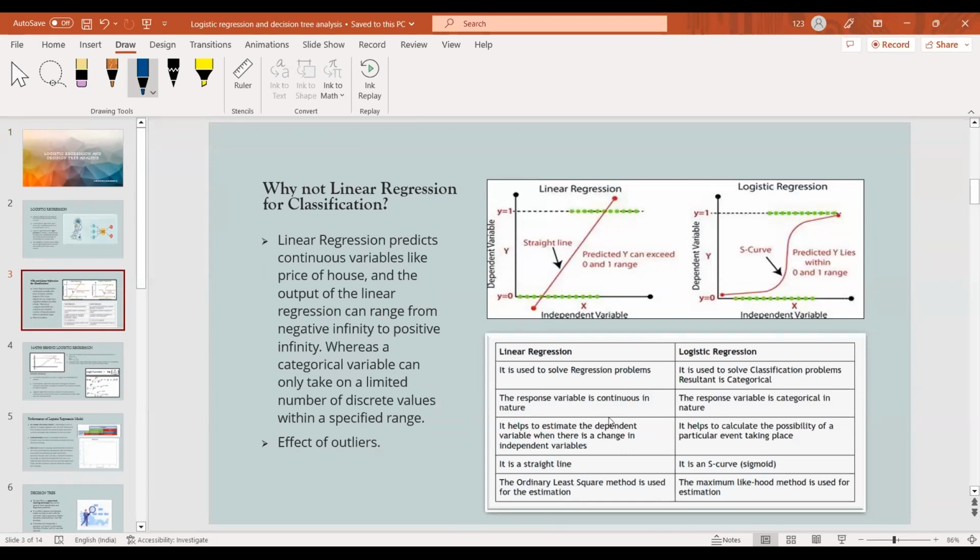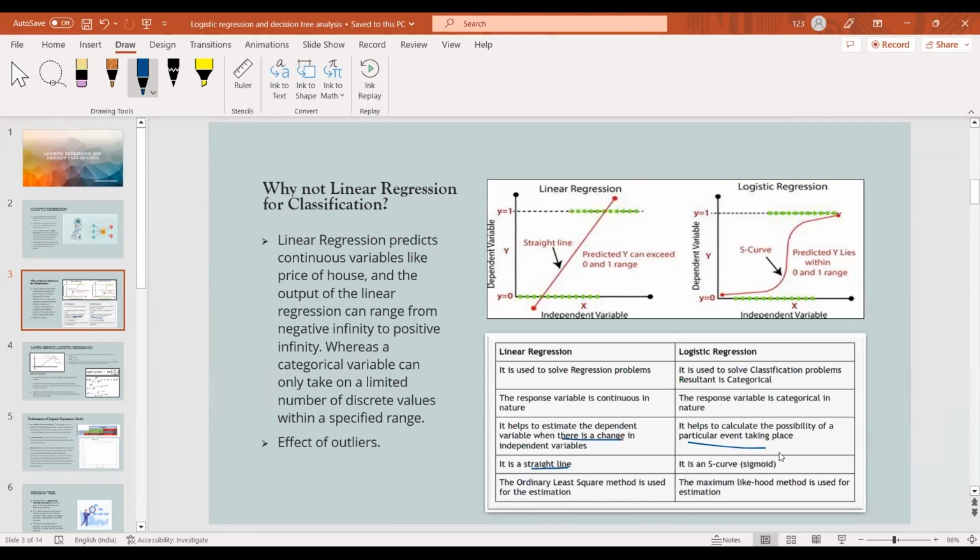So again, in the PPT, as you can see, I have given a segregation of linear regression and logistic regression. These are all the points which I have told you. Linear regression is a straight line, while logistic regression is an S-curve, a sigmoid function. Here, basically, we take the probability of a particular event taking place in the case of logistic regression. And in linear regression, we are just talking about the change in the dependent variable upon a unit change in the independent variable.